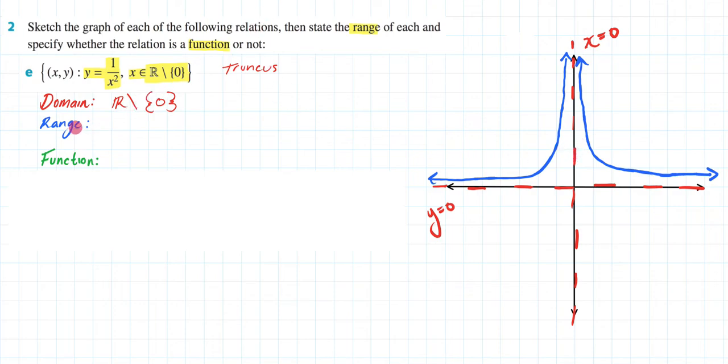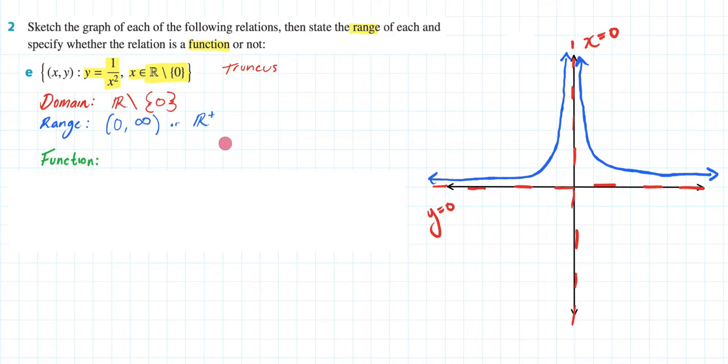And my range, therefore, is going to be all my y values. It's going to start at 0, but it isn't going to include 0. And it's going to go all the way up to infinity. So it's going to be 0 to infinity. So that is my range. Another way I could write this is saying that it's all my real numbers which are positive. All my real positive numbers. So either way you want to write your range here would be fine.